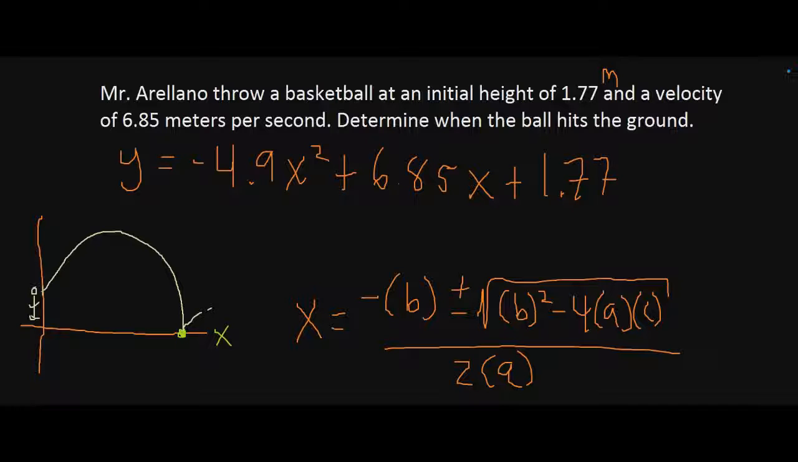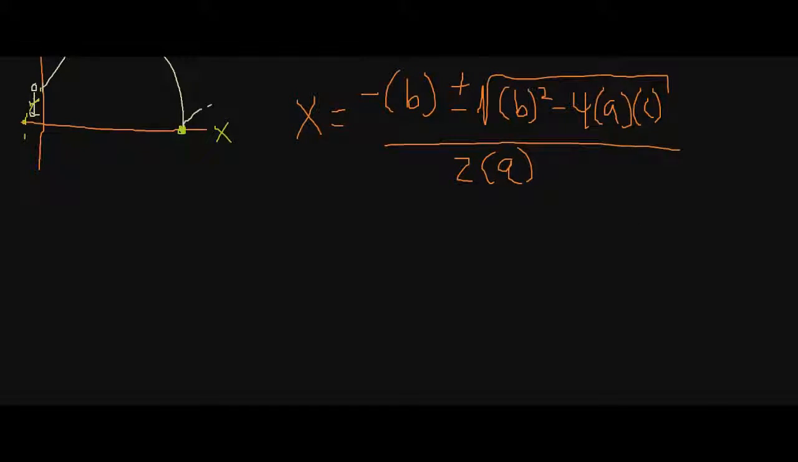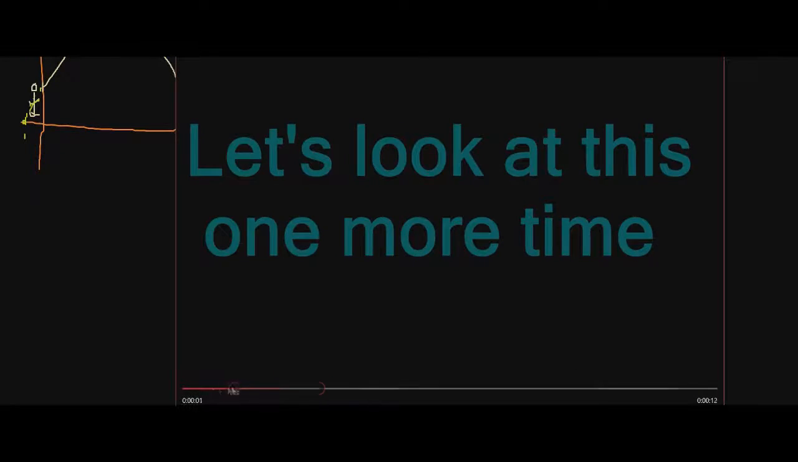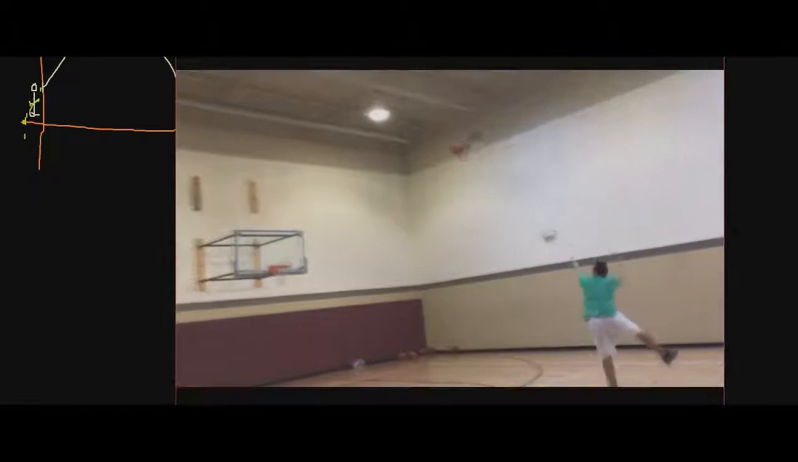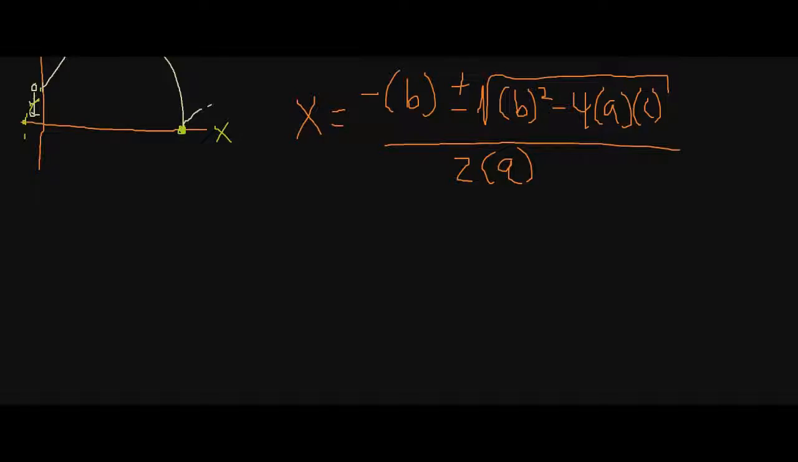When we do it, it should also give a negative answer, but that's not going to make any sense, because we can't have negative time. We can't go backwards. So we're just looking for the positive root. Let us get started. Here we have the quadratic formula, and here is the video I was referring to. We want to find exactly how many seconds it takes for the basketball to hit the ground.